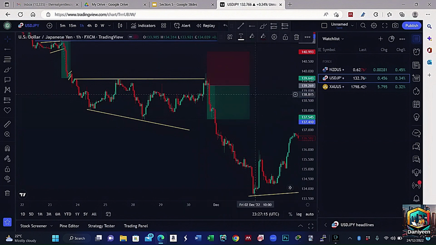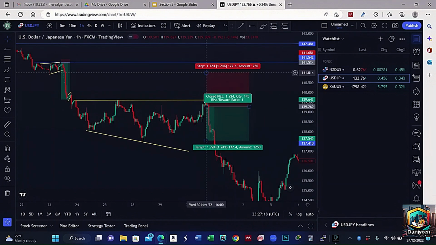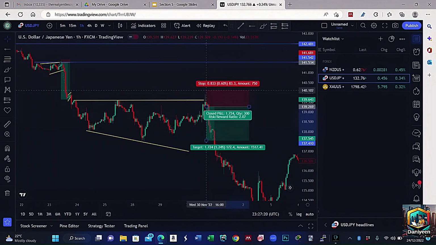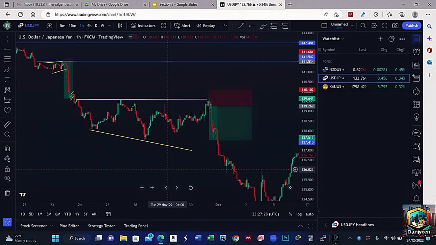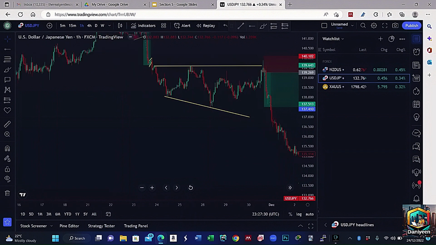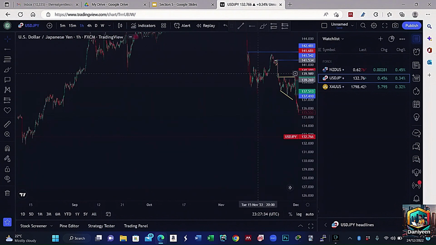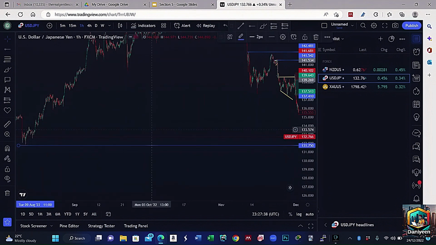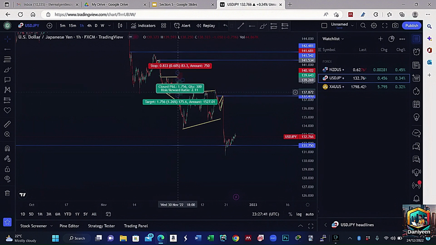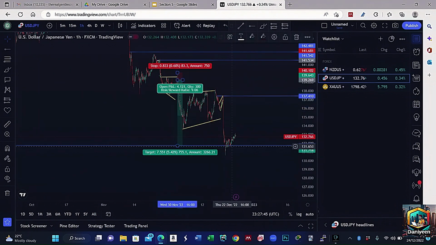So you set your entry, then you reduce your stop loss to above the structure, and then your take profit will be at this low for your first take profit. And then for your second take profit, you can target this other significant low, which is here. And as you can see, price already hits that low.